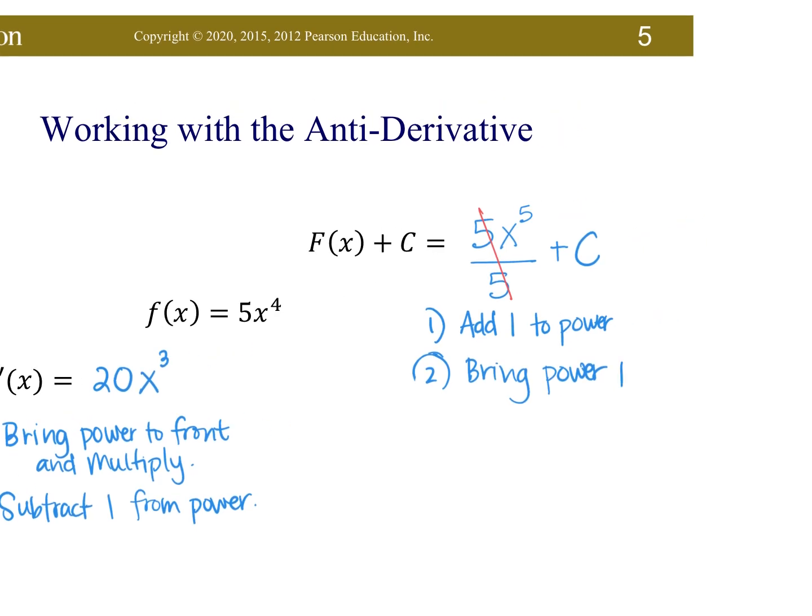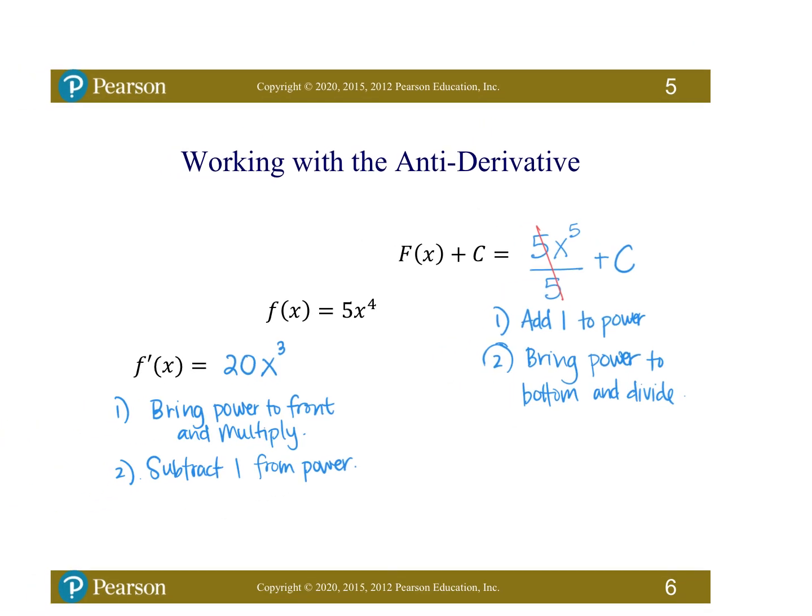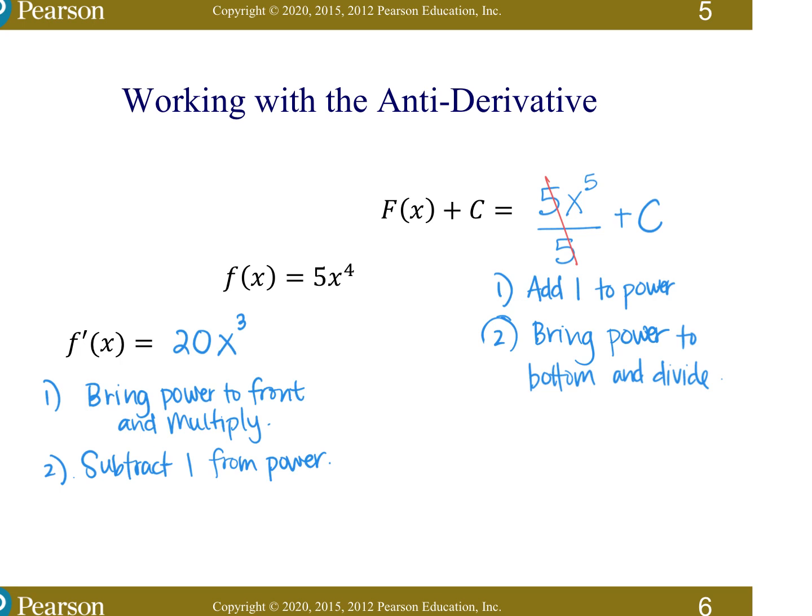Bring power to bottom. And instead of multiply, what do we do? Divide. That's your rule for an antiderivative. Add 1 to the power, bring that power to the bottom and divide. That will work for every single antiderivative that you do.